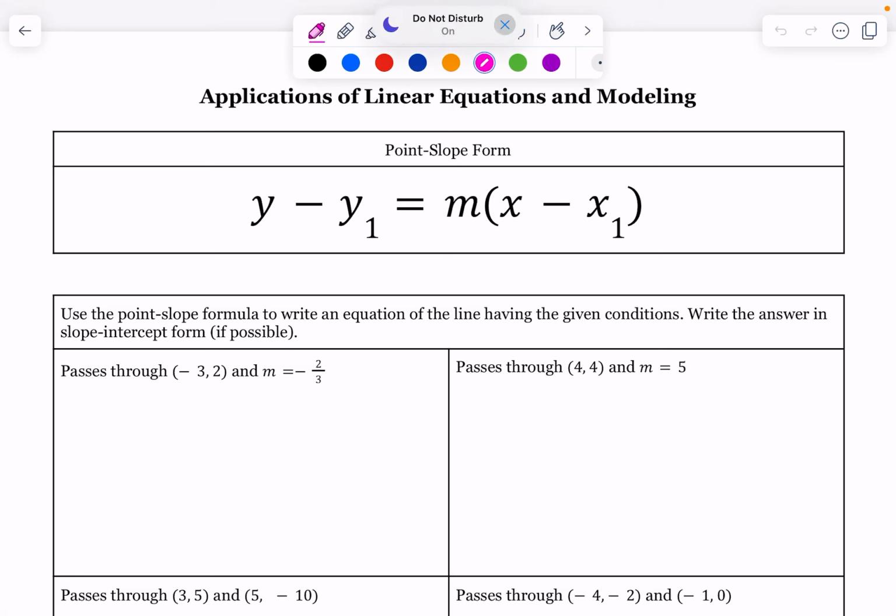This video is over section 5.5, applications of linear equations and modeling. For this first half, we are going to be mainly using point slope form, and it's very intuitive what you use this for. You use this when you are given a point and a slope. So this is the formula, y minus y1 equals m times x minus x1, and the point will be x1 comma y1, and the slope, as always, or almost always, will be m. So we're going to be using this formula for this first section.